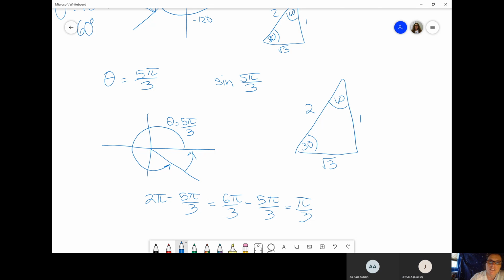So then the sine of 5 pi over 3, again, make sure you know in quadrant 4 the sign is negative, is the same as negative sine of pi over 3, which is negative square root of 3 over 2. Yep, there you go. So just with this triangle relationship, you can really find all the angles in any kind of quadrant. You just have to know which sign.